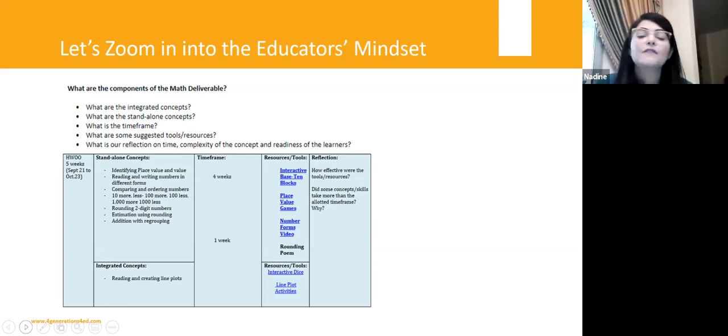So we reflect on the efficiency of the tools. And sometimes maybe the concepts took more than the allotted time. Here we have to pause and reflect. Is it because of the complexity of the concept? Is it because we missed some prerequisites in mathematics that we should have covered before? Or maybe our learners were not ready at that stage to tackle this concept.